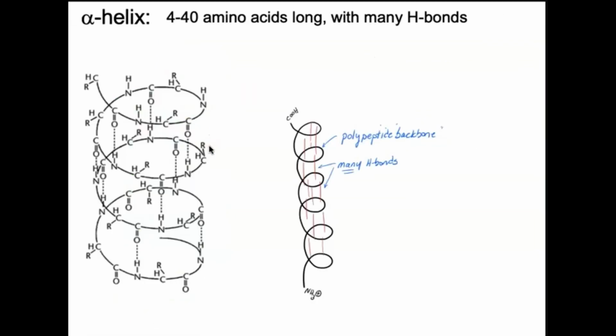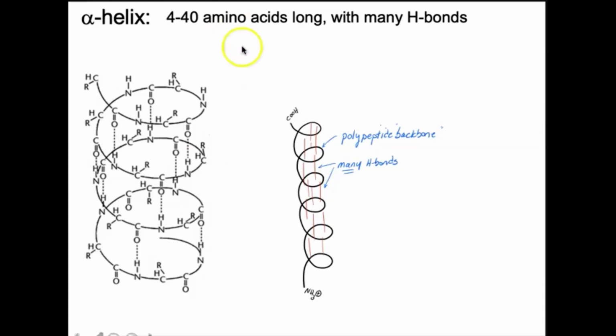These alpha helices can be very short, as short as 4 amino acids, well, 5 amino acids probably, but that's about as short as they can be, and they're as long as 40 amino acids. And because every single peptide bond group is hydrogen bonded to another, that's a lot of hydrogen bonds, and that provides a lot of strength to this structure. It's very difficult to disrupt.